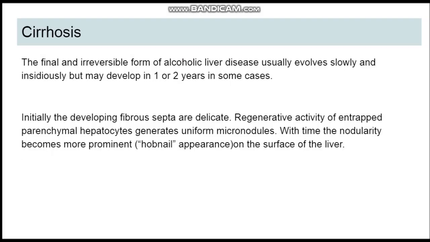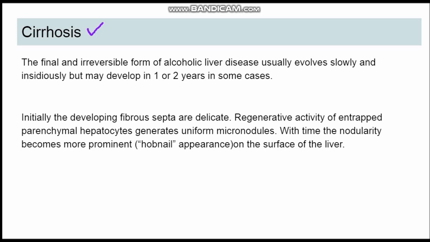Now, going to cirrhosis, the third spectrum of alcoholic liver disease is cirrhosis. Cirrhosis is the irreversible form of injury. It is not reversible. As we discussed, fatty liver was reversible, and hepatitis is reversible. But cirrhosis is the irreversible form of injury. Mostly it evolves very slowly, but in some cases it can also develop in 1 to 2 years. So it varies from person to person.